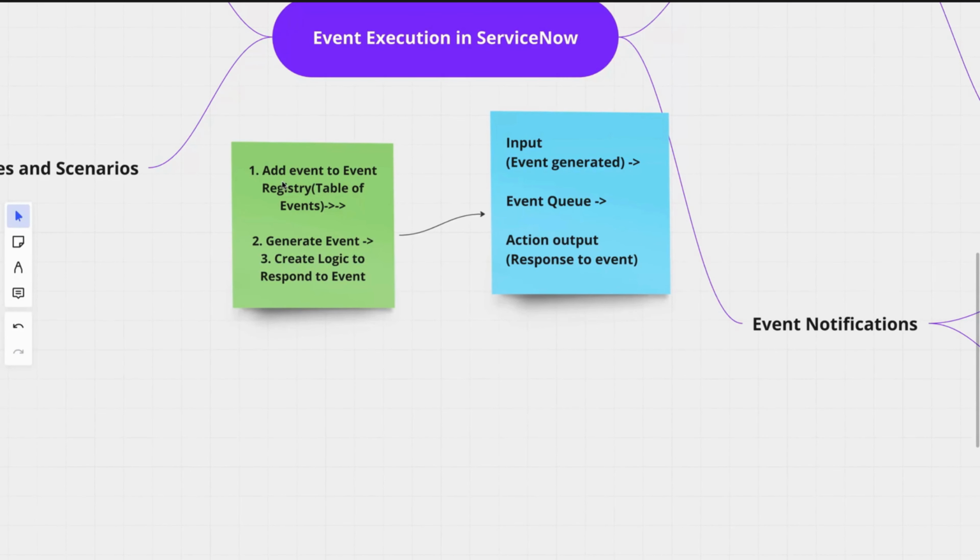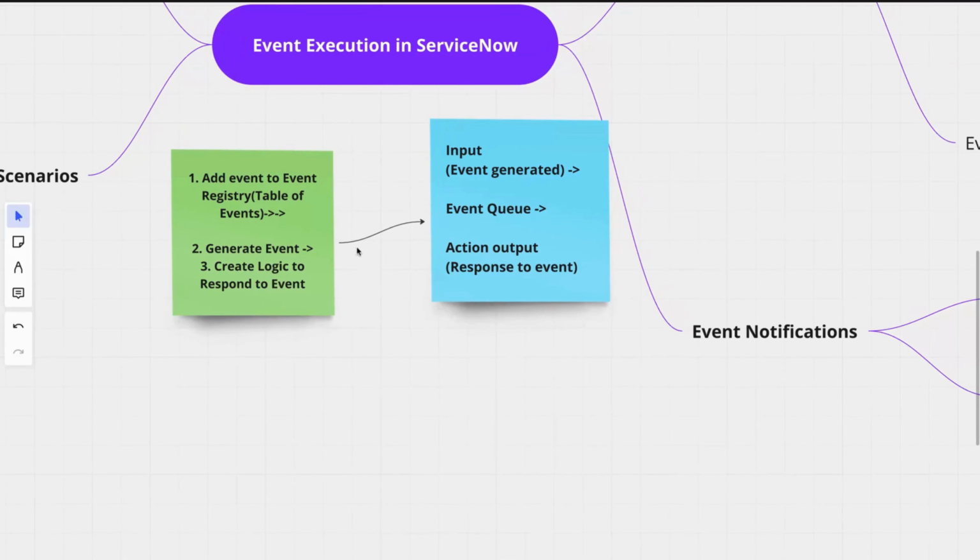The most important thing is we need to add an event to the event registry. That is the table of events. Otherwise, events cannot be registered. If events are not registered, then nothing happens when the event is triggered in the system. And then once the event is registered, we need to know when to generate the event and how to respond to that event.